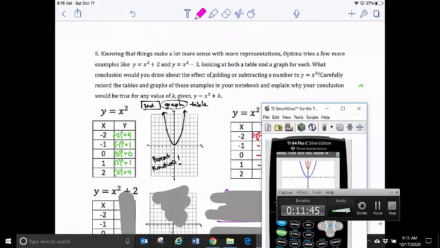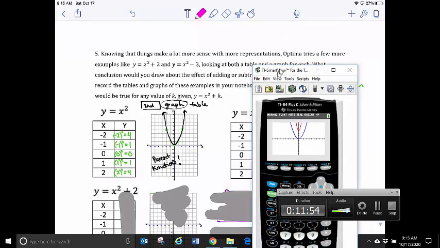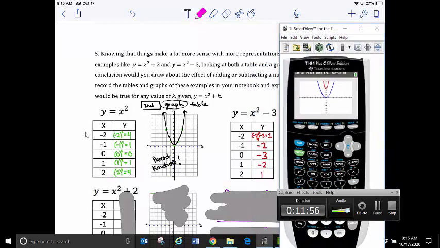Okay, so this is the original function y equals x squared, and you can get those values from hitting second graph table like I showed you. Or if you put negative 2 into the equation, negative 2 squared is 4. So at negative 2, we're up 4. Okay, at negative 1 squared, we're up 1, etc. This is the parent function. This is where we always start.